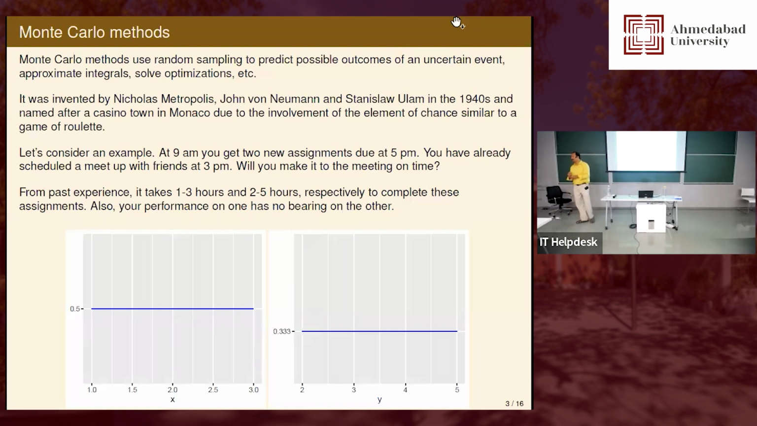Okay, different combinations, different ways. So the thing is, for X plus Y to take value near 3, X has to be near 1 and Y has to be near 2. But for X plus Y to be near, say, 5, there are a lot of possibilities of X and Y by which X plus Y can be 5, right? So it won't be uniform. That intuitively is very clear.